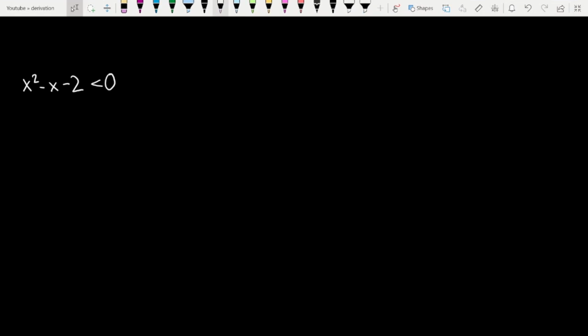We all know how to solve linear inequalities, and perhaps you may have seen something like x minus 4 is less than 0. And it's really easy to solve. All you got to do is make this x the subject, and you basically get this thing. And that right there is your answer.